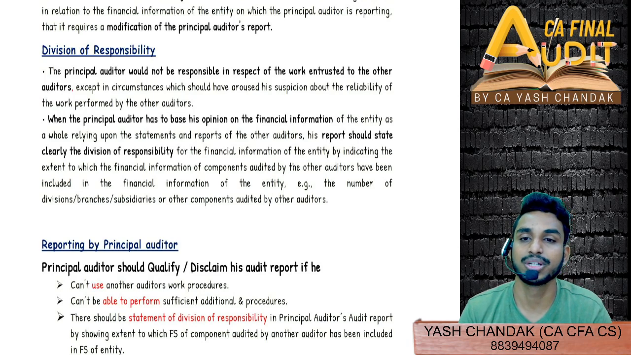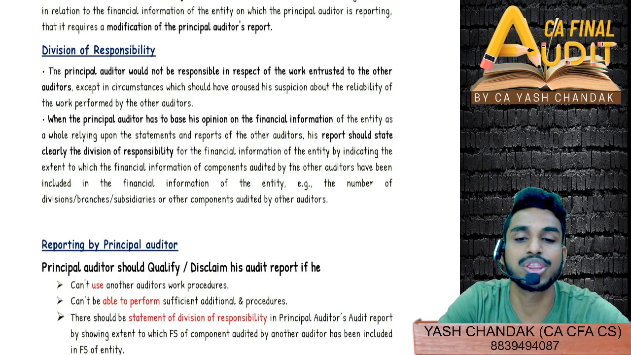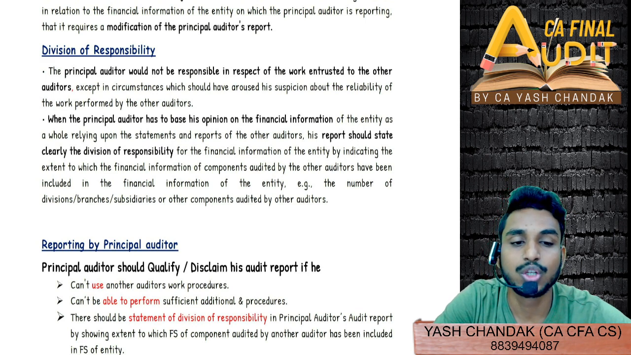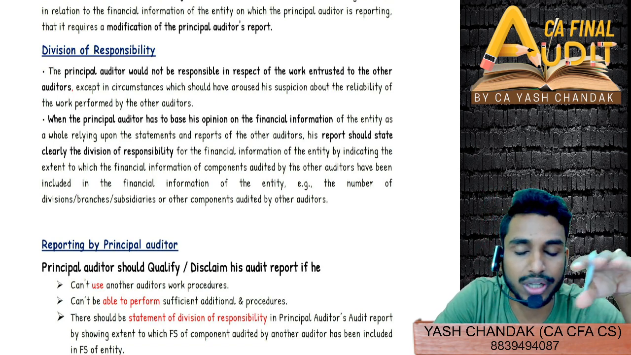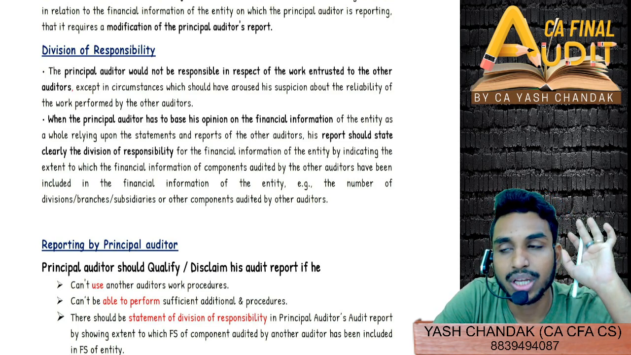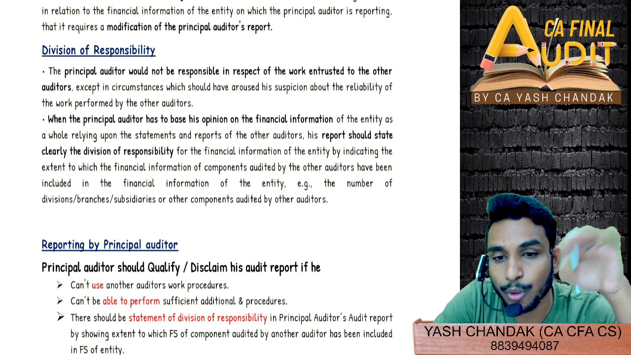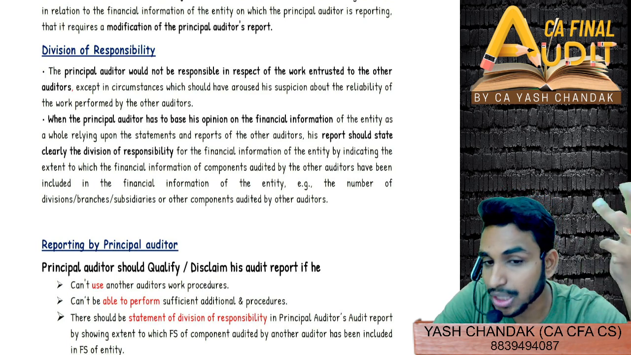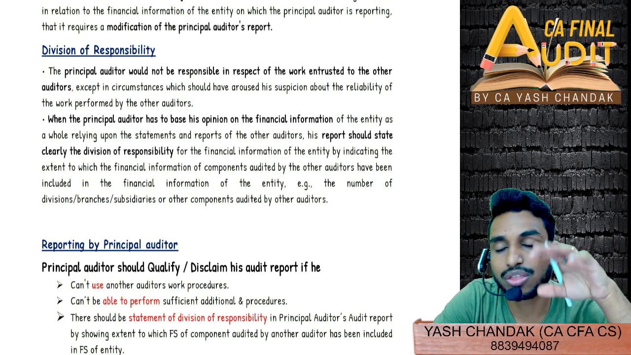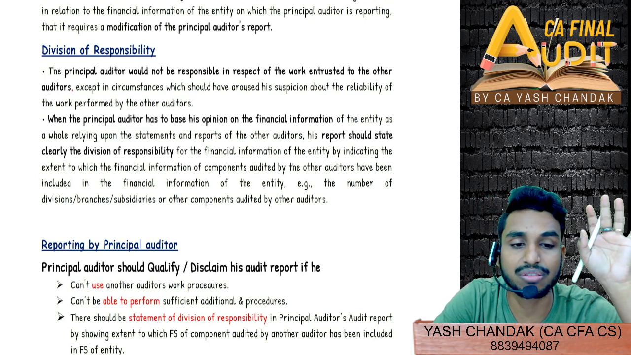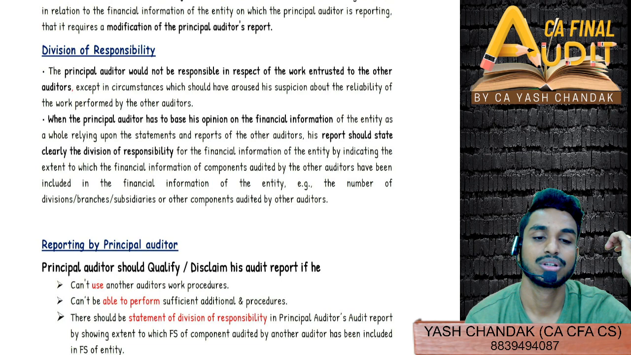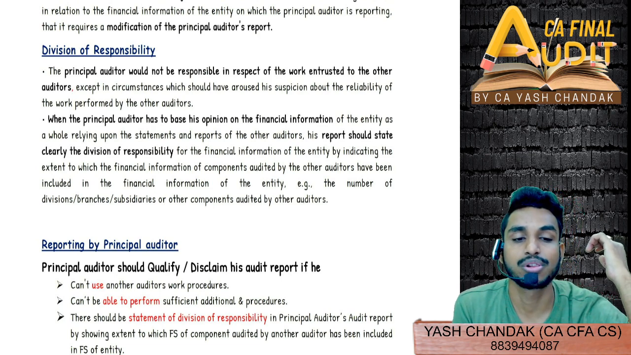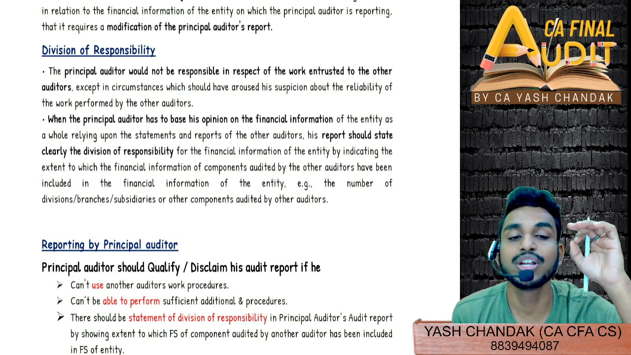Now come to division of responsibility. So I told you, whether you will be held responsible for the work of other auditor, yes or no. Since you are issuing the principal auditor's report, you will be issuing the entire audit report, including the component's figure. So if the component is audited by another auditor and you are auditing other things, whether you will be held responsible for the component's audit as well. Arnab is saying yes, Pooja is saying no. Then Lakshmi is also saying no, right? This already I told you, that we will not be held responsible.